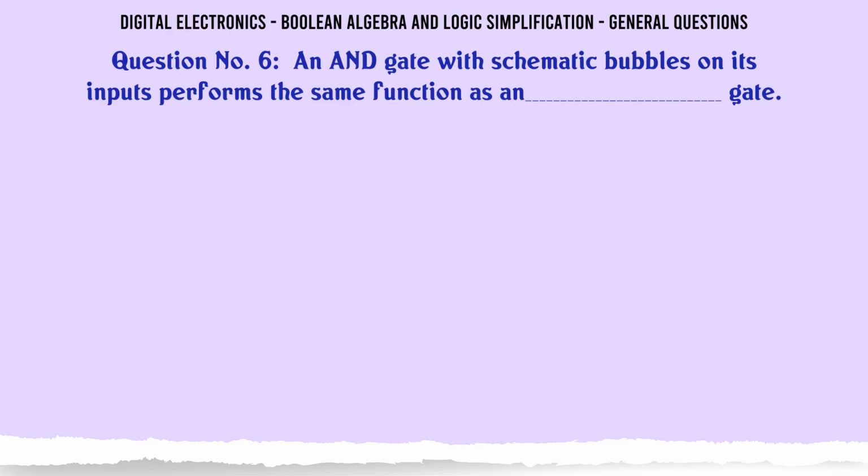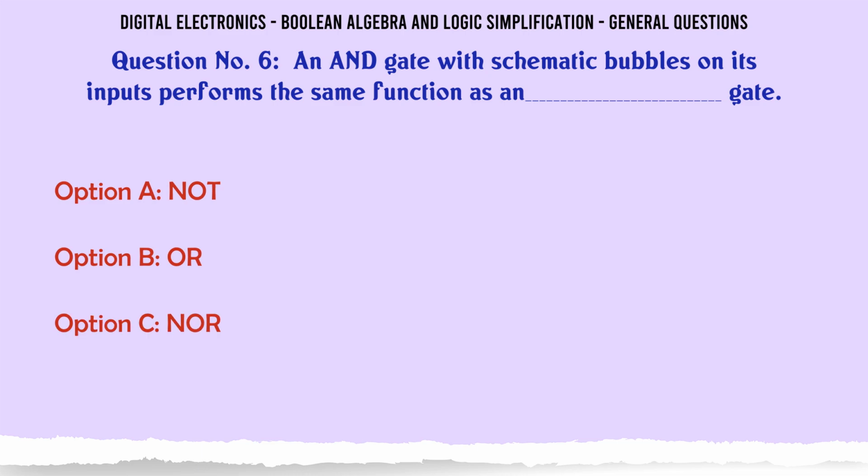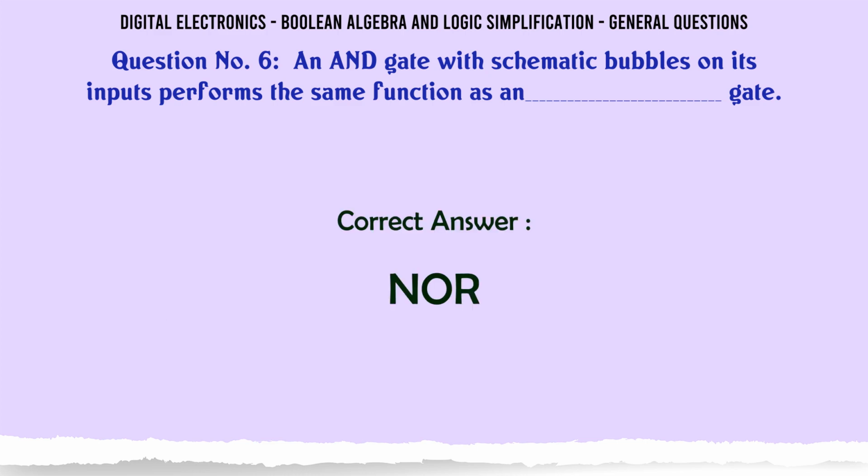An AND gate with schematic bubbles on its inputs performs the same function as a what gate? A, NOT; B, OR; C, NOR; D, NAND. The correct answer is NOR.